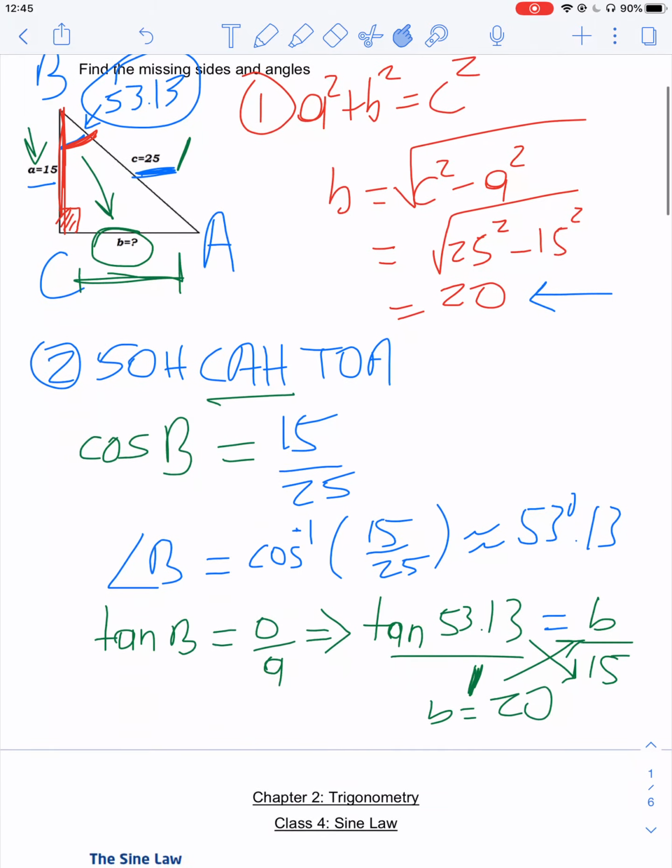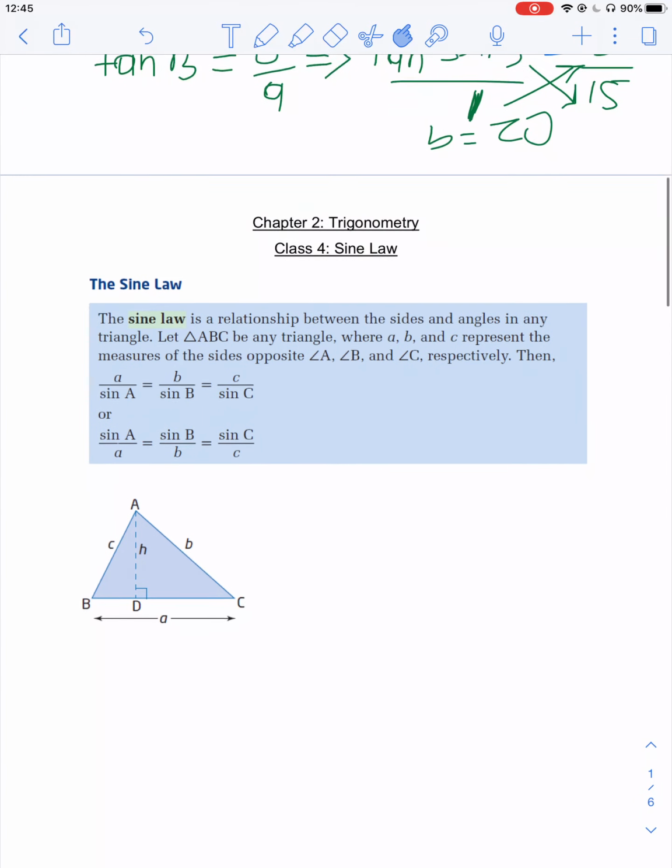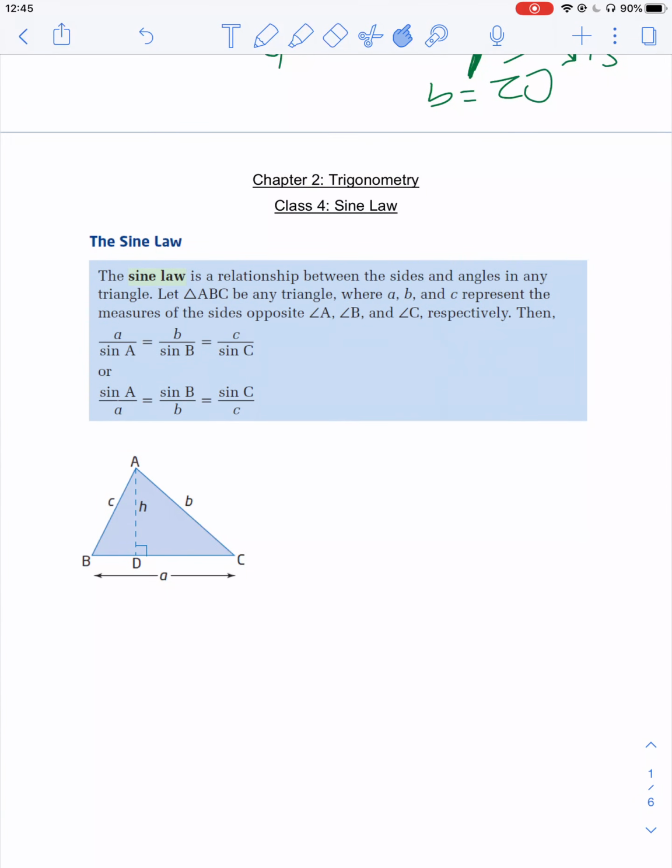So now let's proceed to the sine law. The sine law is what you're going to do in grade 11, and there's also the cosine law, which we're going to cover next class. Again, you can read the definition. I'm just going to concentrate on the formula.